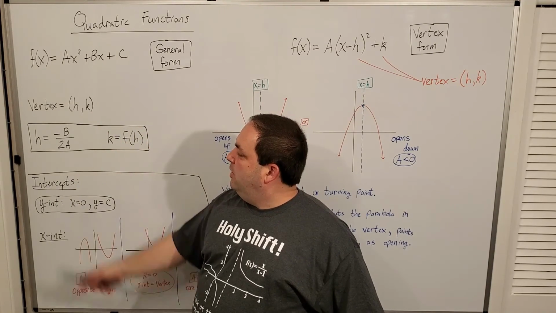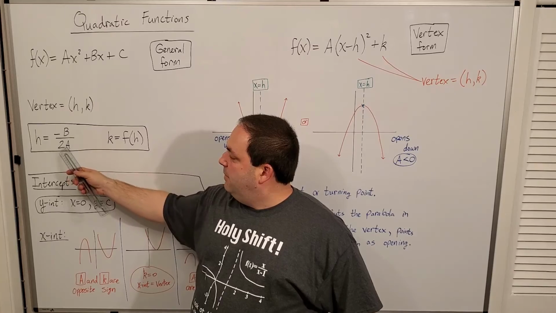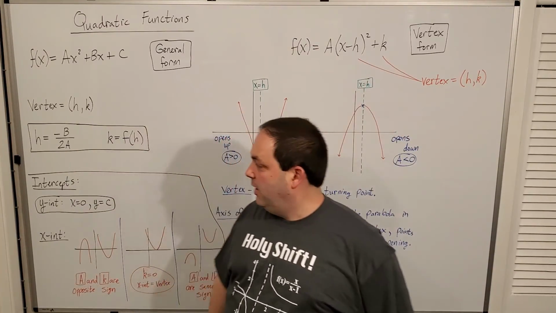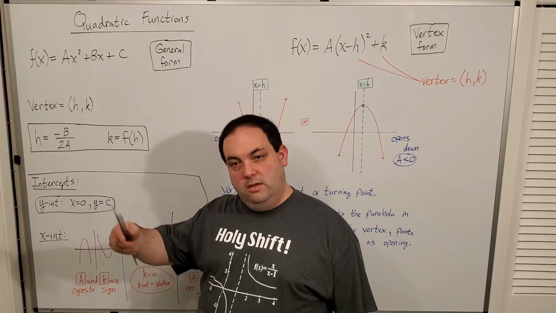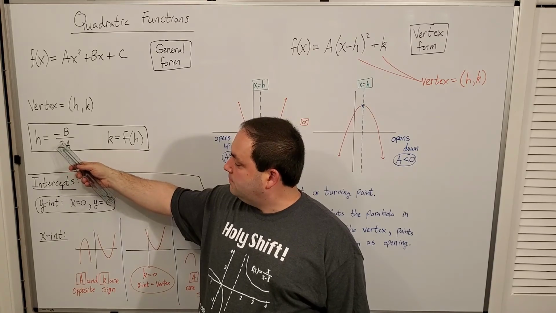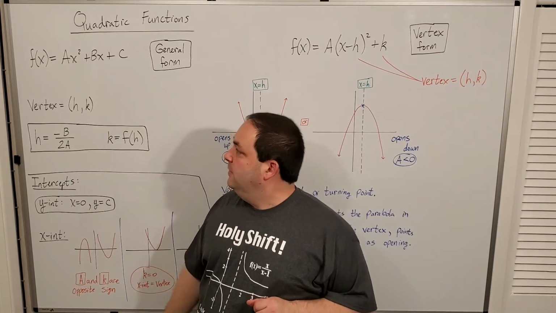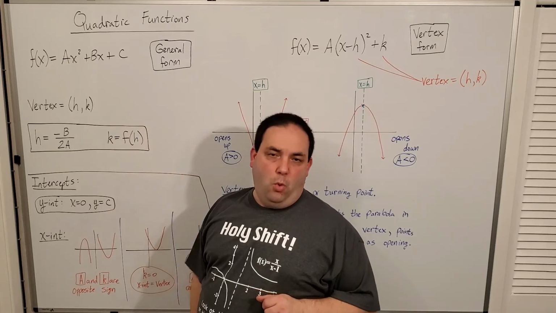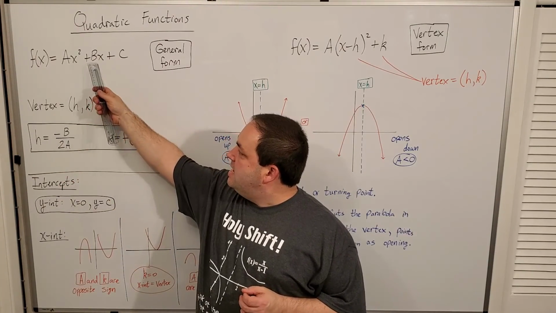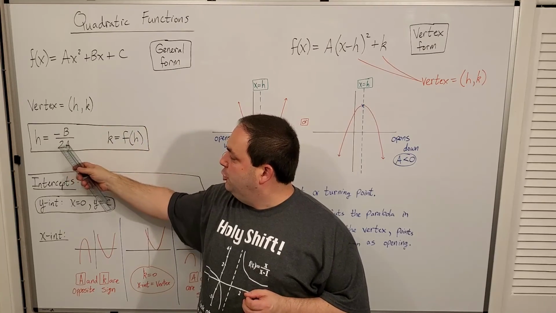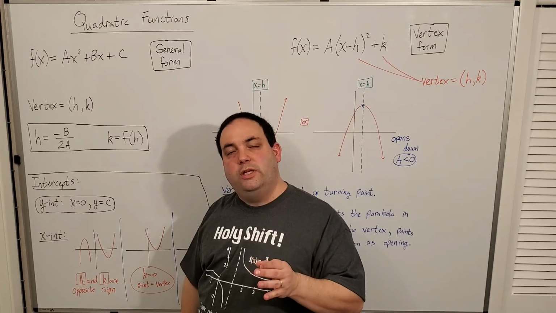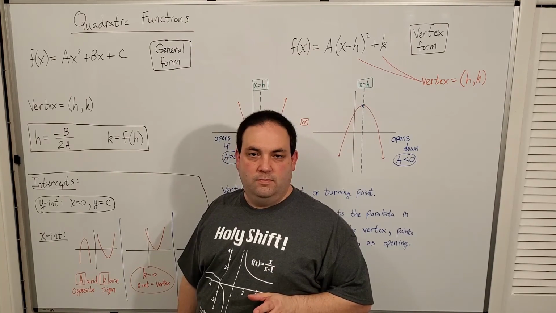So what we would end up with is negative b divided by 2a is actually in that position where h is. Okay, well, technically plus, but then you have to do the opposite when you're solving for something. Long story short, if you're in general form, you perform the calculation negative b divided by 2 times a, and that will give you the x component of the vertex.